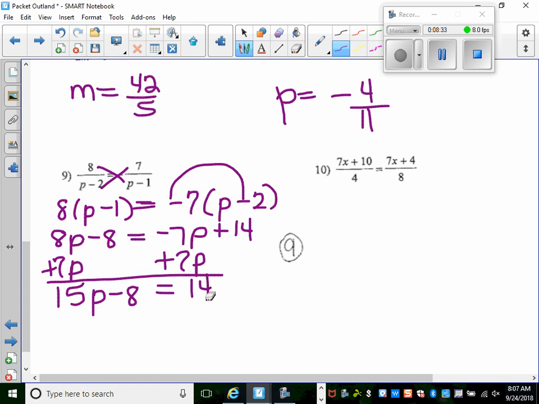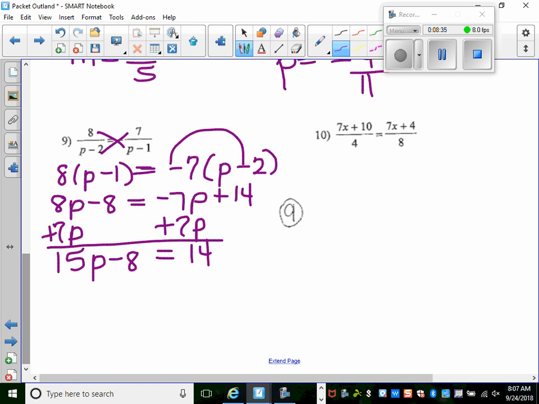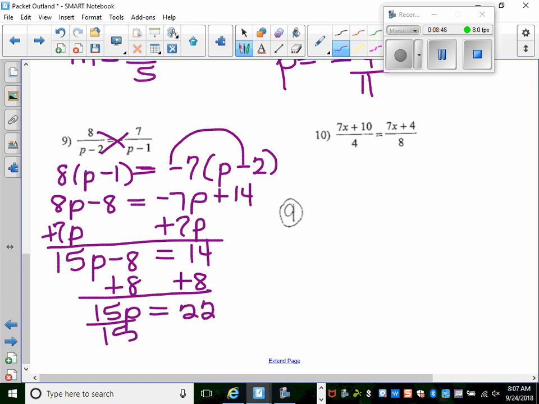Then we're going to add 8. So what's 14 plus 8? Okay, divide by 15, and I don't think we can reduce that. So we'll just leave it as 22 fifteenths. All right, last one. That'll be 10 questions we practice.